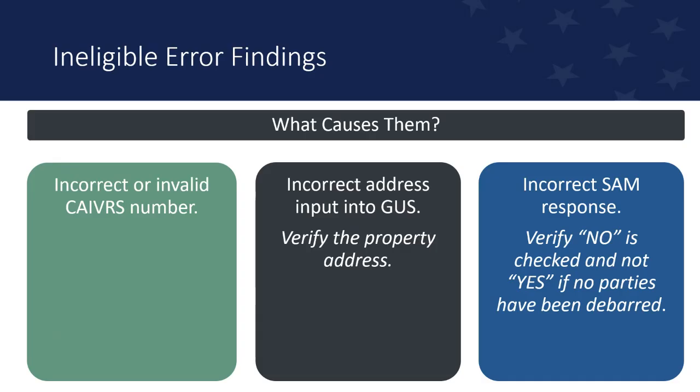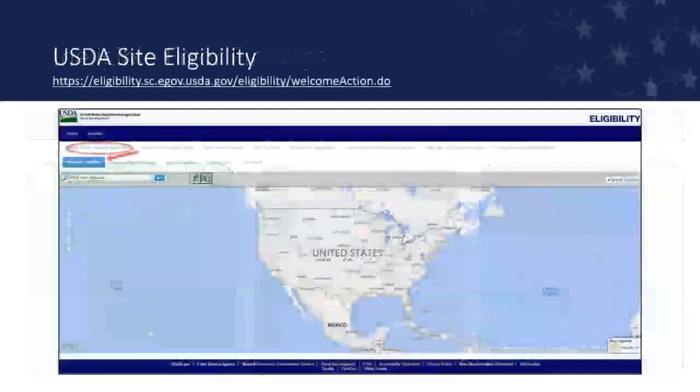I touched on this before, but if the property is showing ineligible, you should verify the property address. You can do this at USPS.com. Look for street name, spelling, street direction like northeast, southeast, west, etc. Street type like loop, circle, place, and make sure your city, state, and zip are correct. I cover this a little bit more on the next slide. Finally, another error would be an incorrect SAM response. This can cause an ineligible finding as well.